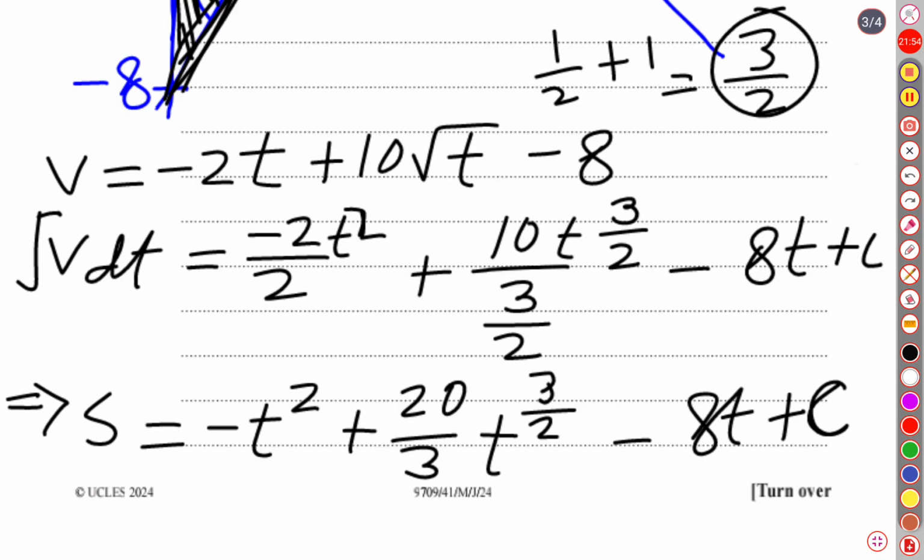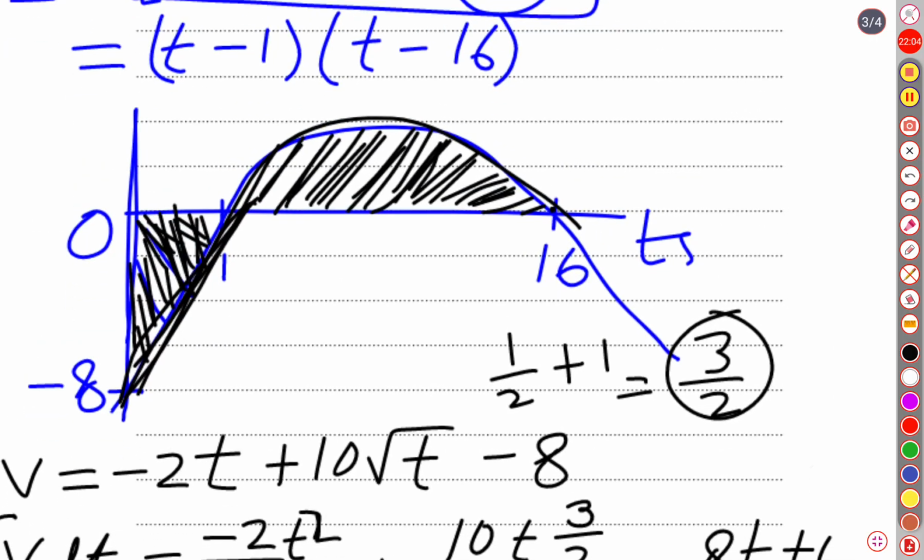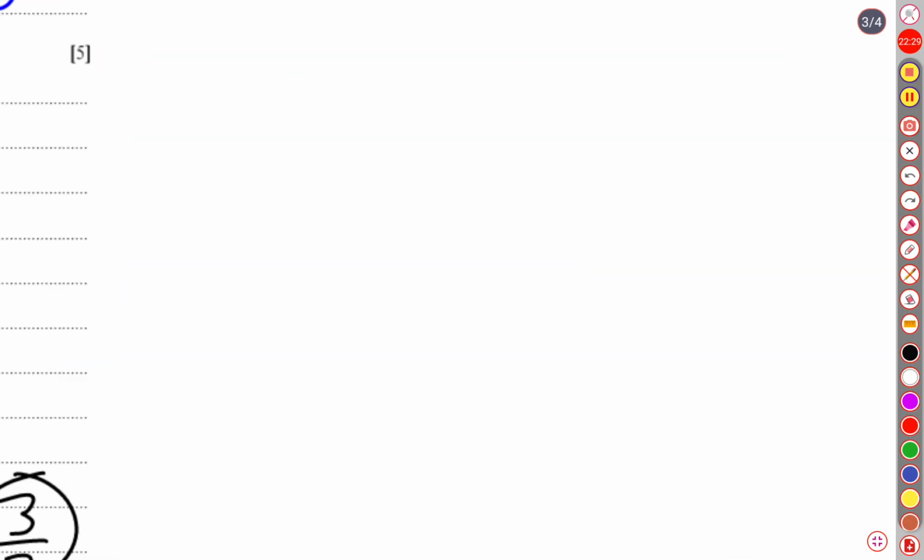Now, what we have learned is that we cannot directly find it from 0 seconds to 16 seconds. Why? I have already explained that this lower portion will show a negative value. So first of all, our limit will be from 0 to 1. We'll find the distance covered during this time, 0 to 1 second. So we will write s1, the first phase is s1.